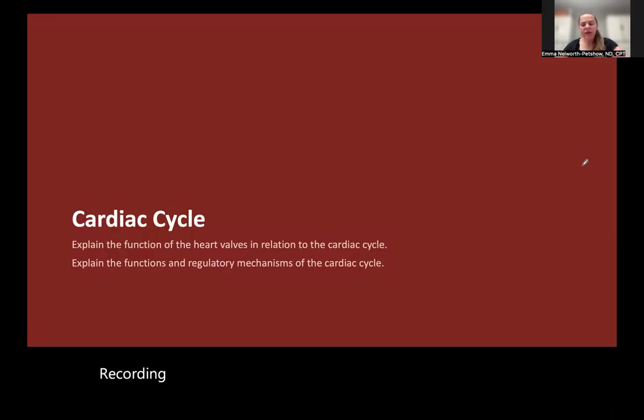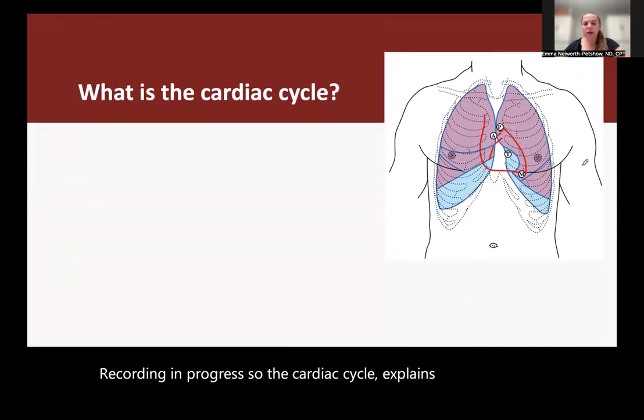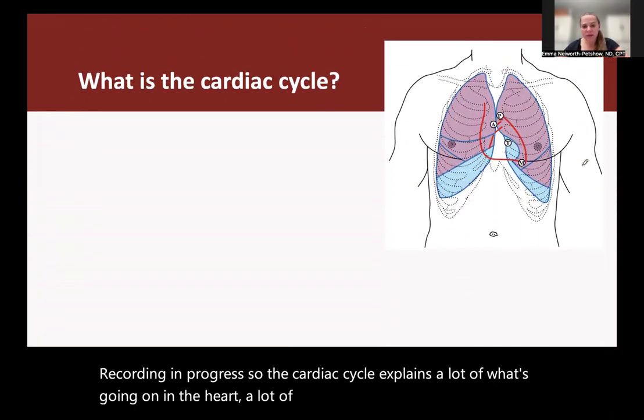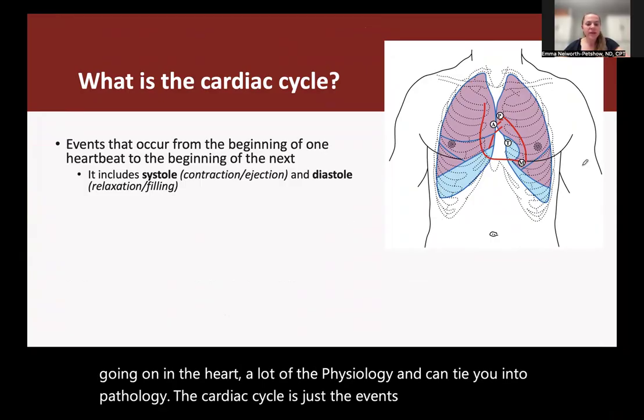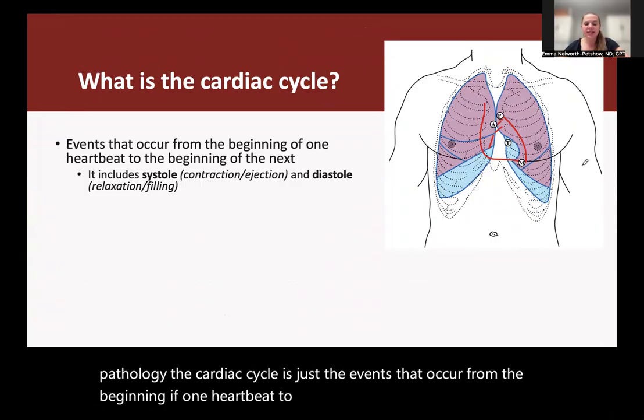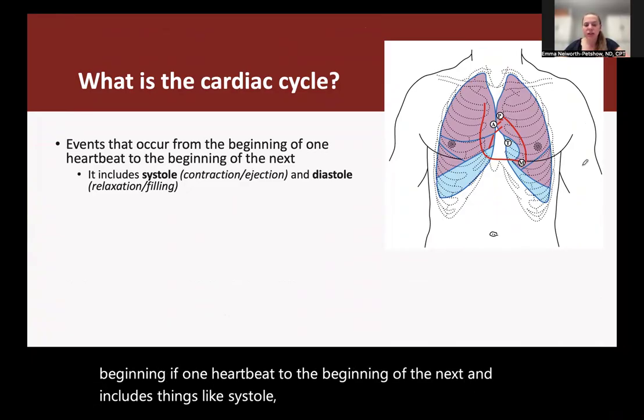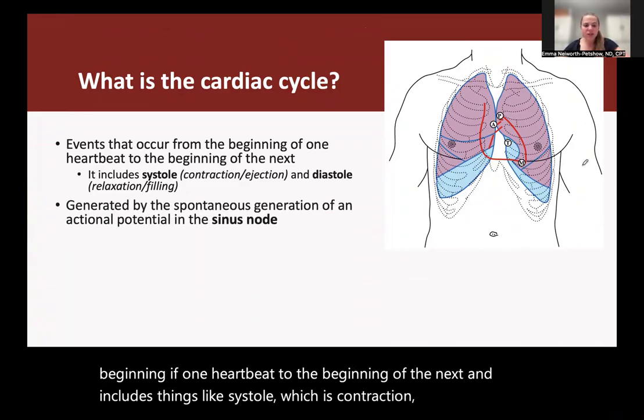So the cardiac cycle explains a lot of what's going on in the heart, a lot of the physiology, and can tie even to pathology. The cardiac cycle is just the events that occur from the beginning of one heartbeat to the beginning of the next, and it includes things like systole, which is contraction, ejection, and diastole, relaxation, and filling.